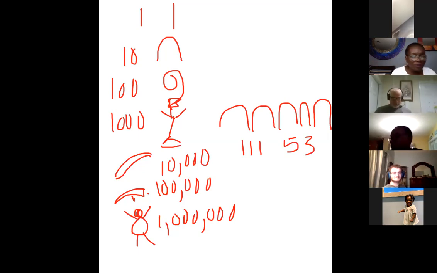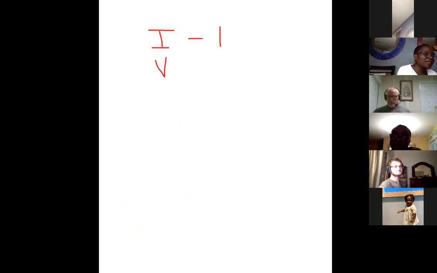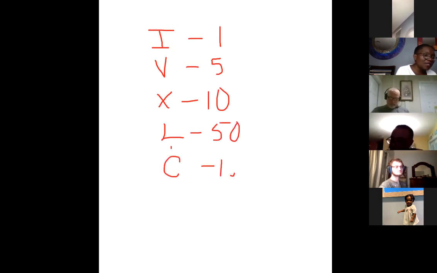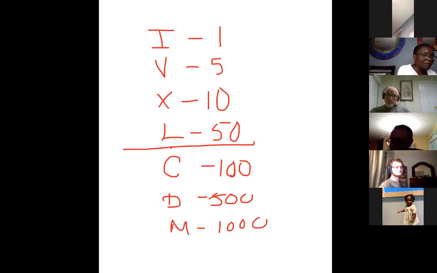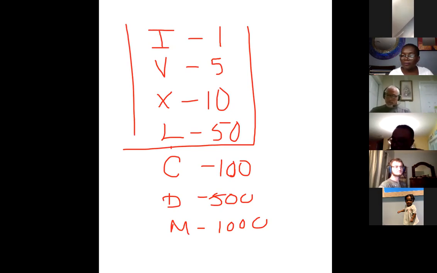And then the Roman numeral system. Now, the Roman numbers, you guys are used to those too. You use I, which represents 1. V, which represents 5. Then you got X, which represents 10. L, which represents 50. C, which represents 100. D is 500. And then M is 1,000. Now, I think everybody's comfortable with these up here, right?